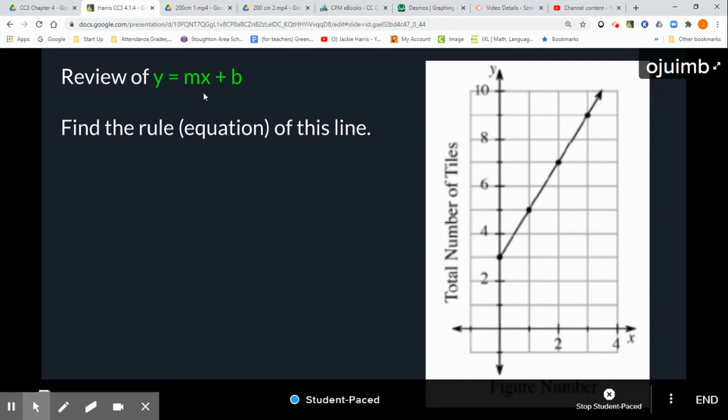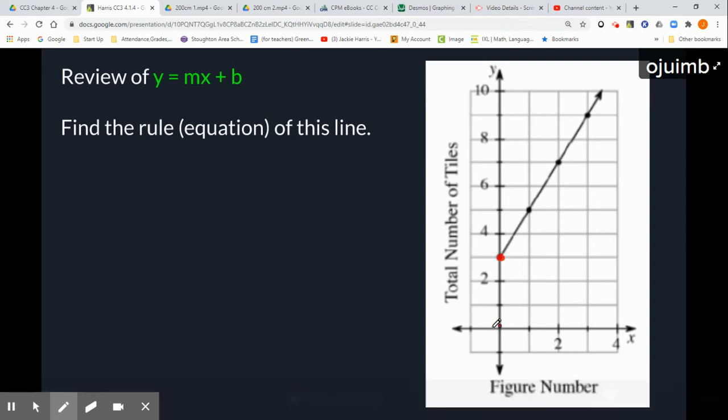Quick review of y equals mx plus b, finding the rule for an equation. If we're trying to come up with the growth and our starting value, the starting value is the easy one right here. So we start at 3. Make sure you're paying attention to the values on the axes. And to get from one point to another point, when x gets bigger by 1, the y value gets bigger by 2.